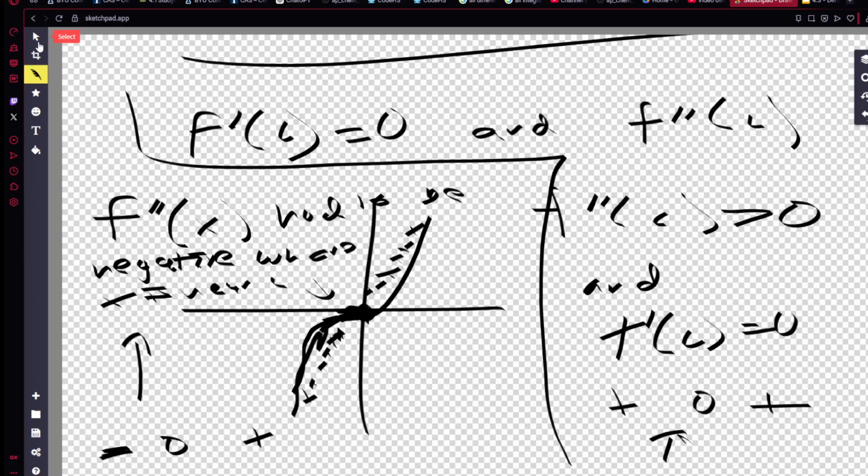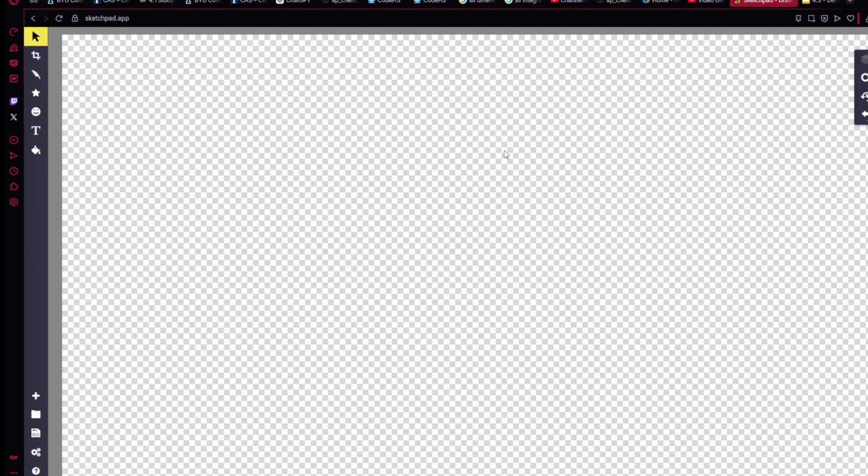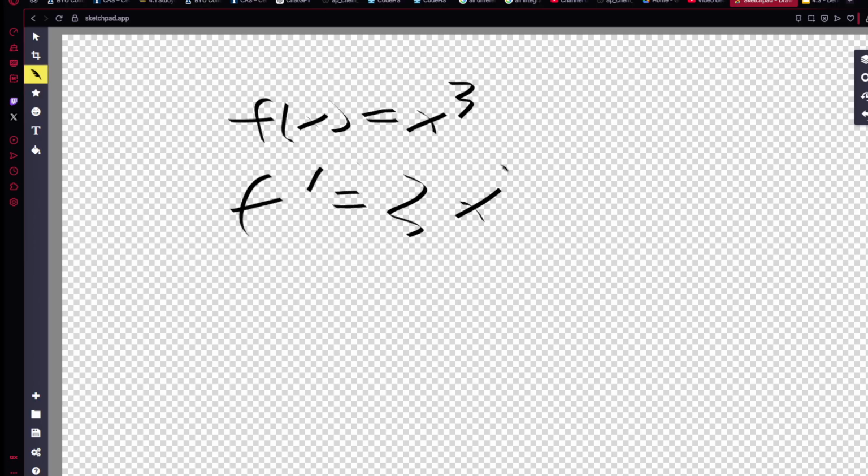Now, what do I mean? So let's just take x cubed, for example, and let's differentiate it once and differentiate it again. 3x squared, 6x.